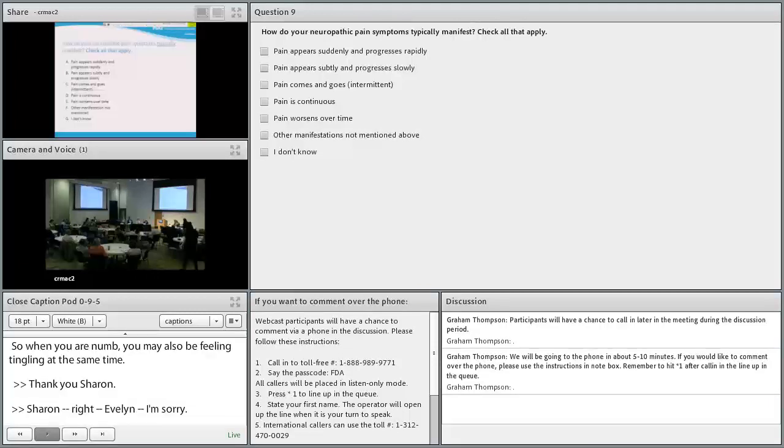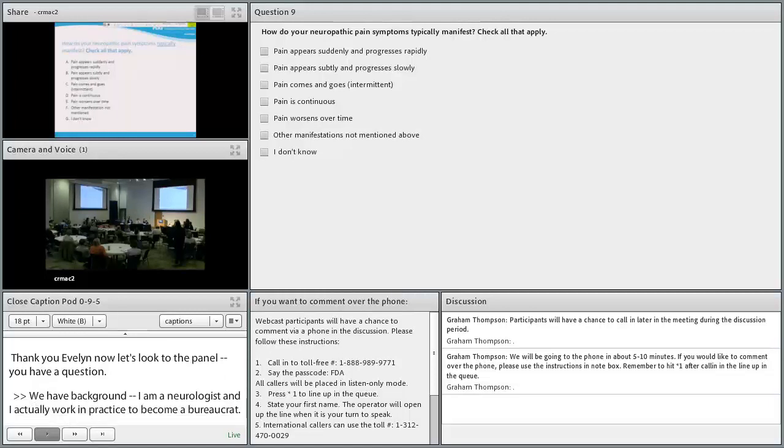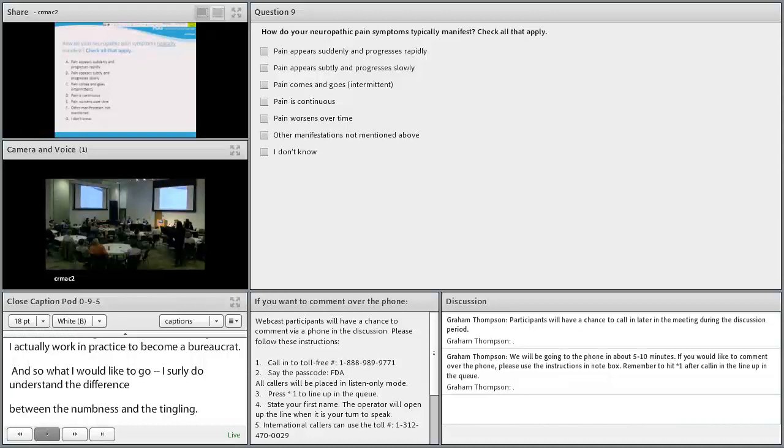So, by way of background, I'm a neurologist, and I actually was in practice prior to becoming a bureaucrat. What I would like to know, I certainly do understand the difference between the numbness and the tingling, the paresthesias, as we would call it, versus the sensory loss or hypoesthesia. You may have heard some of those terms or seen them even in your doctor's notes or in materials that you've read.